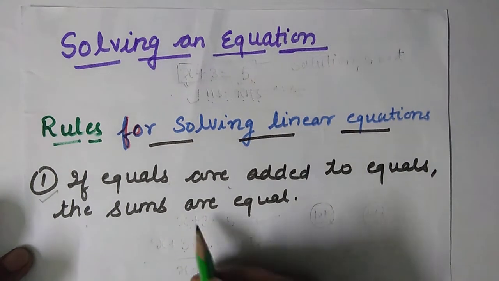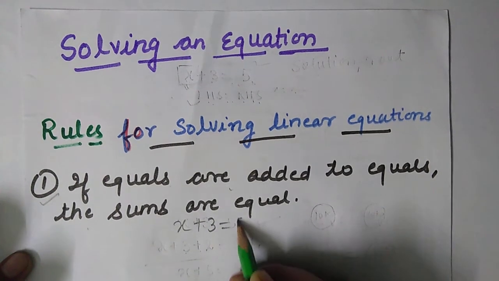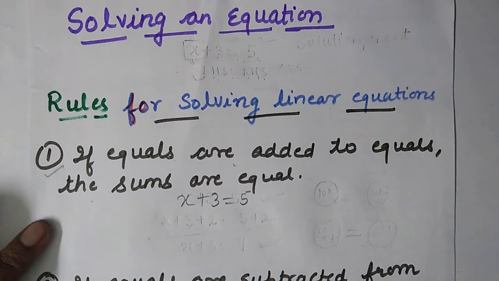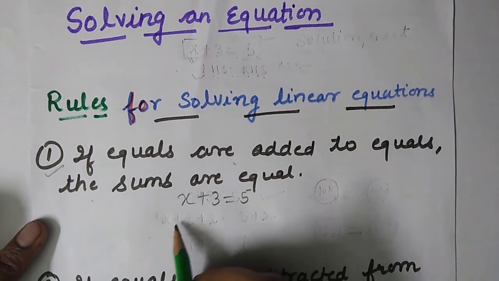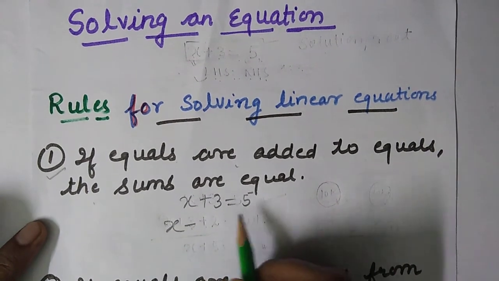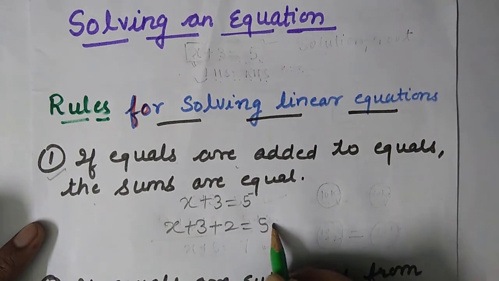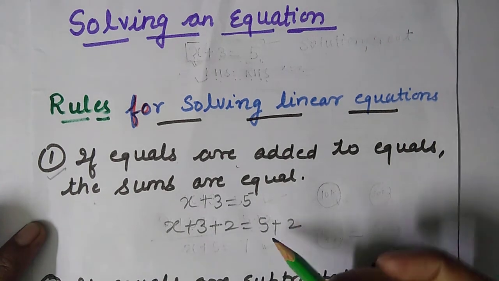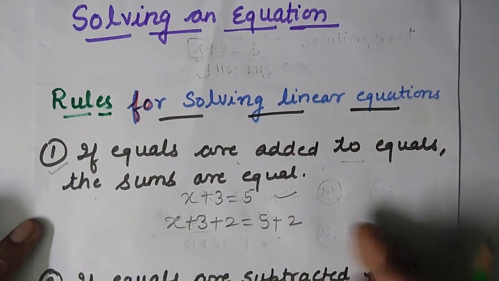Okay, so if I take an example, x plus 3 equal to 5. This is an equation. If I add equal numbers to both sides, then it will remain equal. So let it be 2. In this expression I am adding 2 on both sides. So x plus 3 plus 2 equal to 5 plus 2. Again they remain the same. So this is the first rule: if equals are added to equals, the sums are equal.